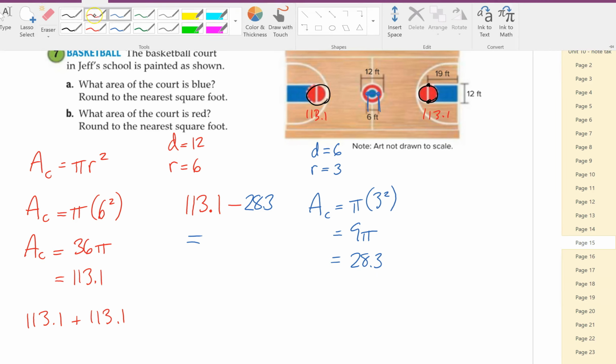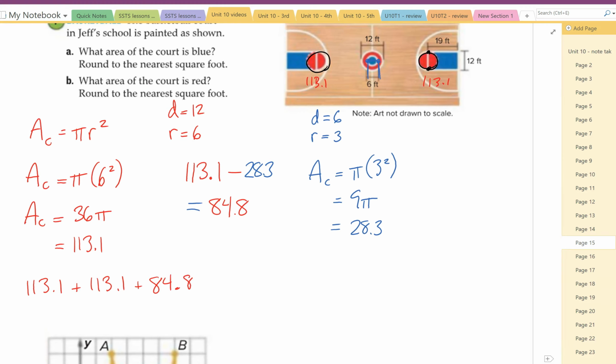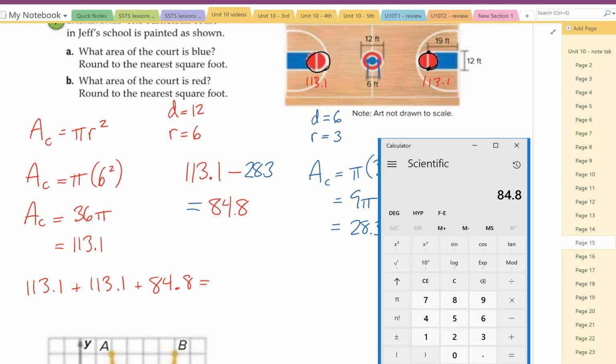$84.8. The last piece of red that I have on the court is this ring right here, which is 84.8. So the total area of red on the basketball court is this circle, which is 113.1, plus this circle, which is also 113.1, plus this red ring in the middle circle, which is 84.8. So I just need to add those three together.